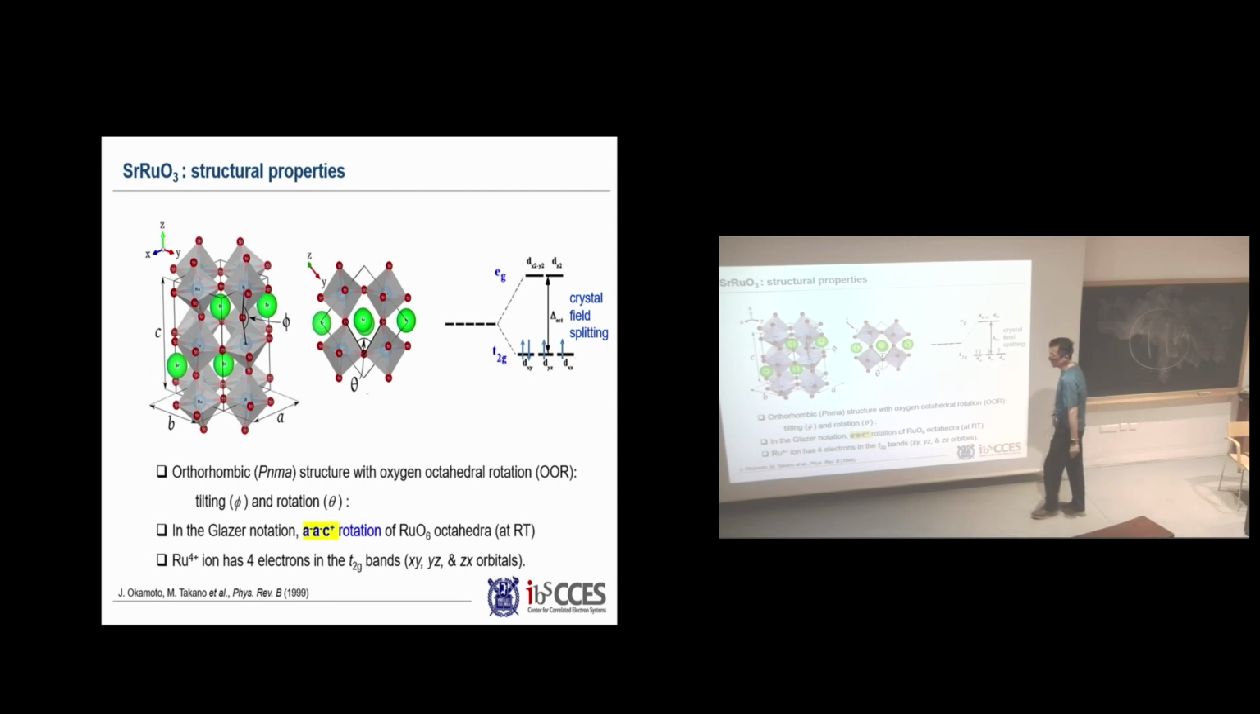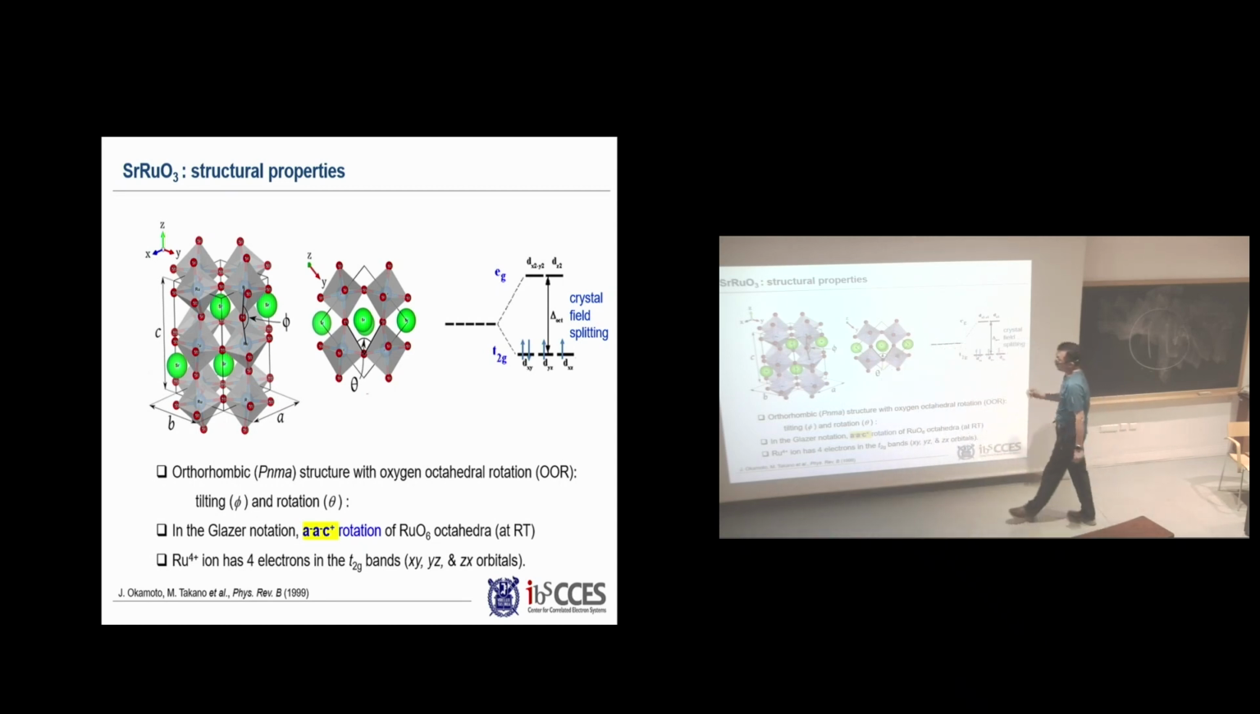In the Glazer notation, it is a-a-c+, so that means if you look from the c direction, the first layer and second layer, the octahedral rotation is coherently rotated. But if you look at this direction, they are like this.